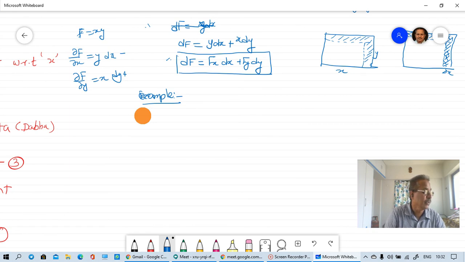Okay, now let's use this formula. Find total differential of the given function.